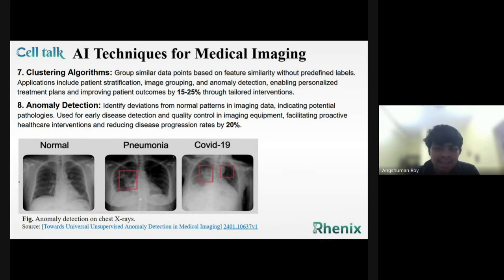Finally, anomaly detection identifies deviations from normal patterns in imaging data, indicating potential pathologies. It is used in early detection of diseases and quality control in imaging equipment, facilitating proactive healthcare interventions and reducing disease progression rates. This is an image that is very popular in anomaly detection. It shows how a pneumonia lung and a COVID-19 lung X-ray are different from a normal X-ray. By these kinds of images, AIs can detect the particular diseases quite easily.